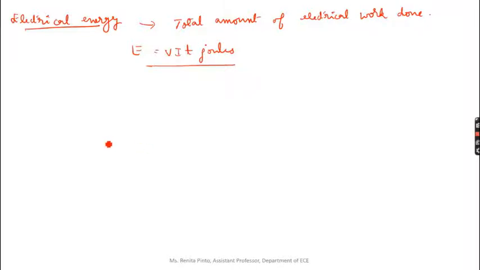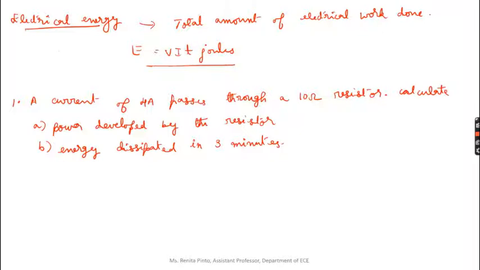So let us solve the problems. We'll see how to use these electrical power equations and your electrical energy equation or your electrical work equation in the problems. The first thing that you have to find out is the power developed by the resistor. You have the equations for power: P is equal to V into I, or I square R, or V square by R.